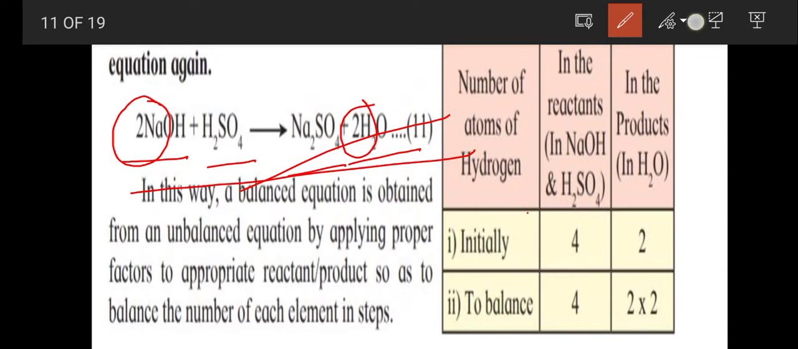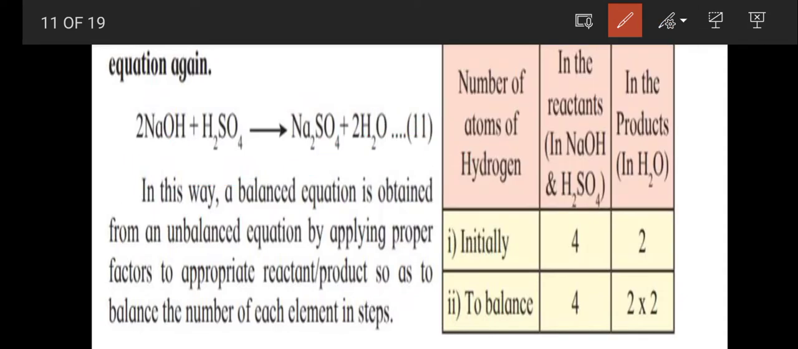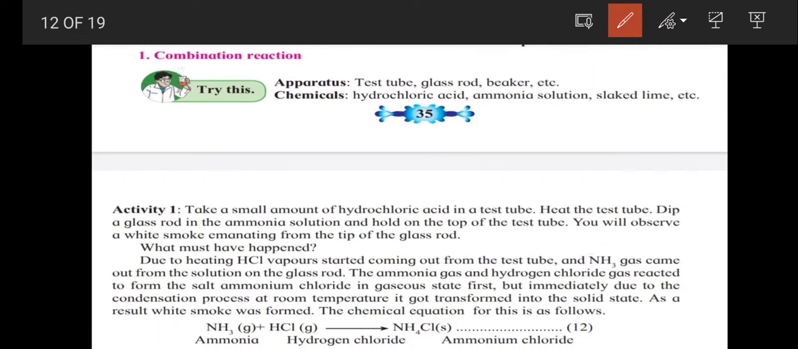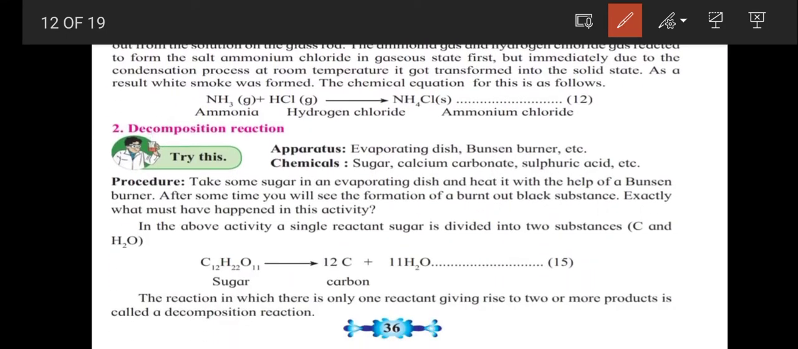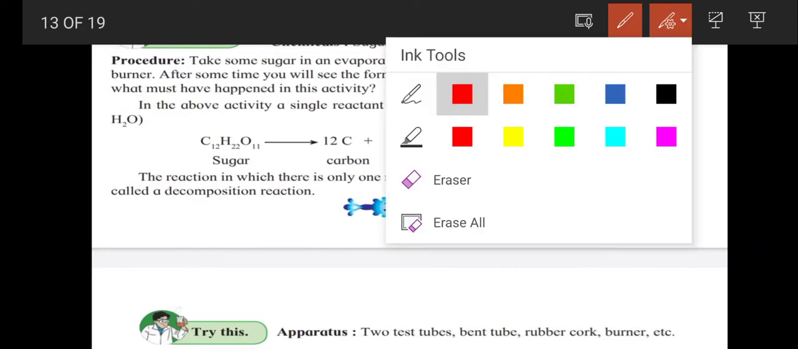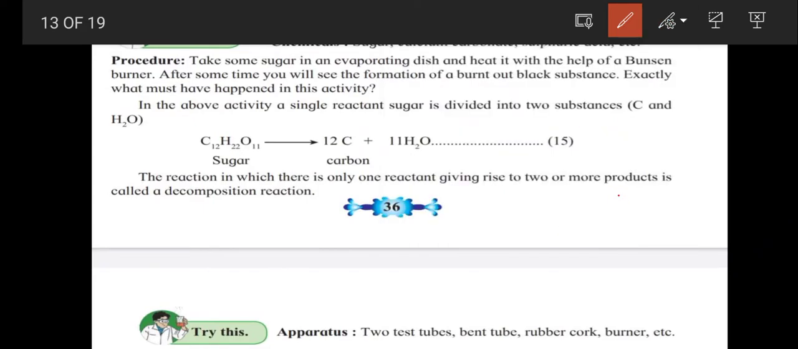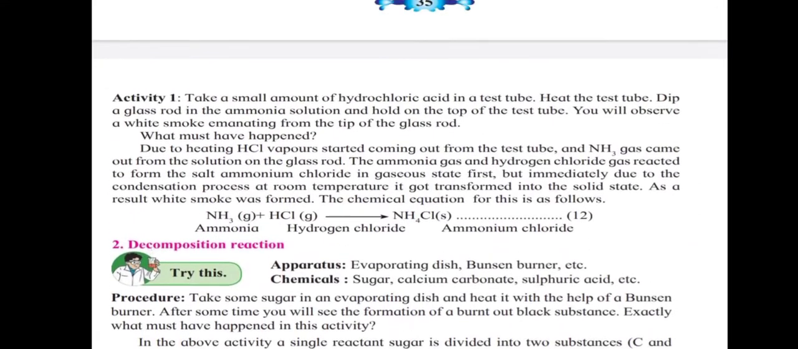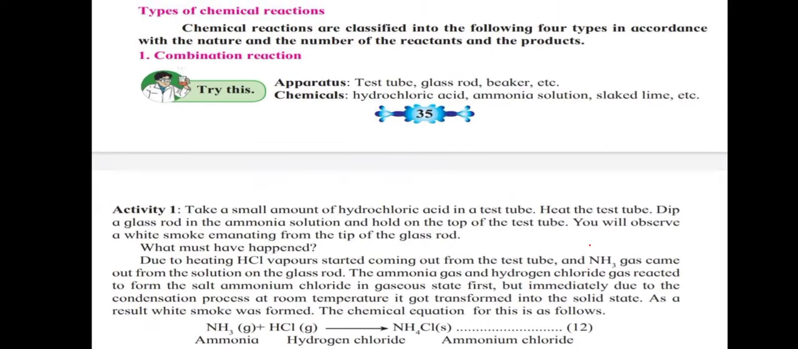Hence that equation is balanced. Okay, that means simply you have to just take the digit for balancing the reaction. Now types of reaction, first one is the combination reaction. What is meant by the combination reaction?